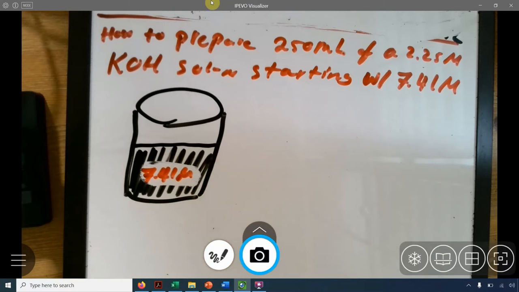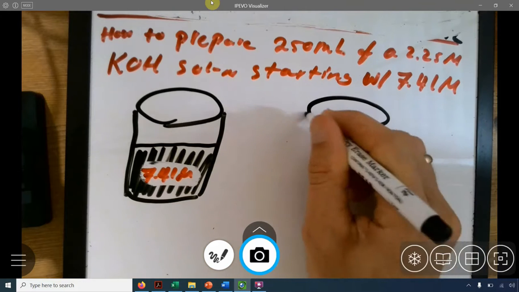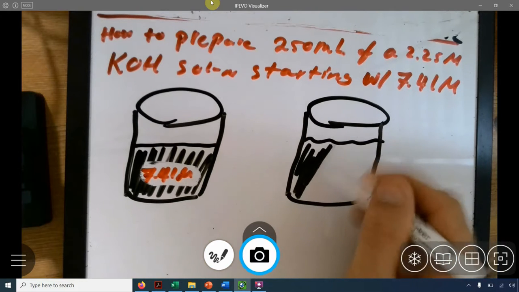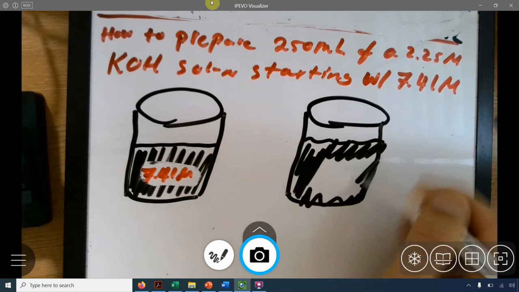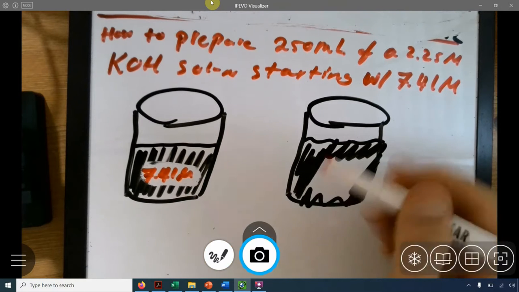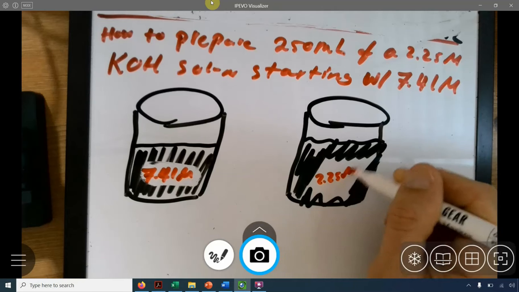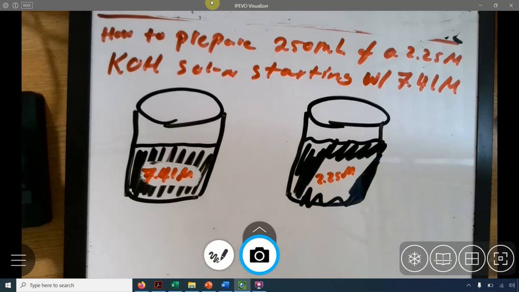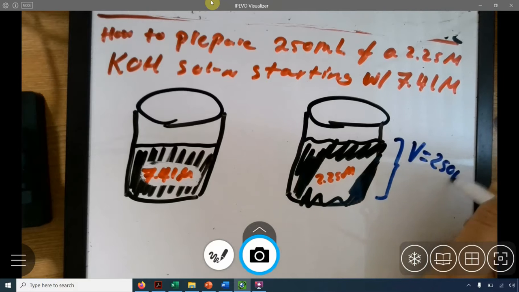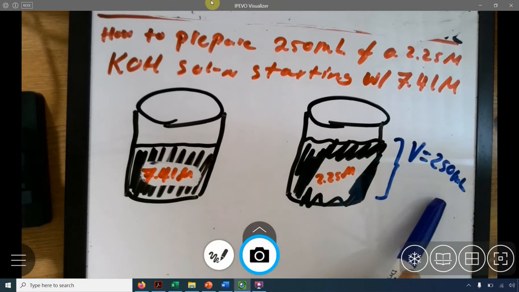Now, I want to make a second solution. Maybe I need that. And this solution here should be 2.25 molar. And not only that, I also tell you that this thing here has a volume of 250 milliliters. So I gave you that. I want to create 250 milliliters of this concentration, and I have this concentration.